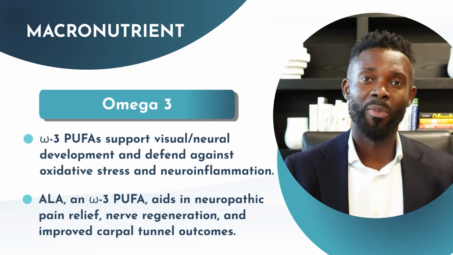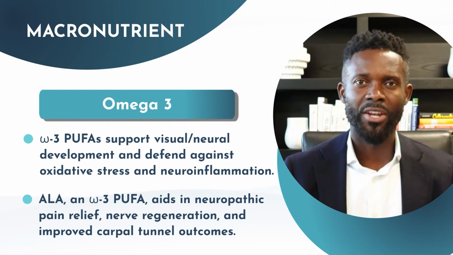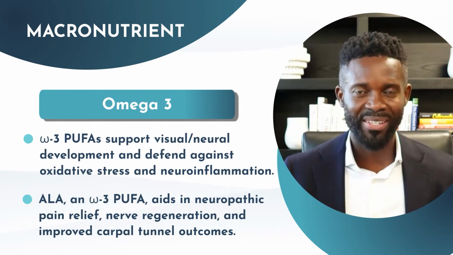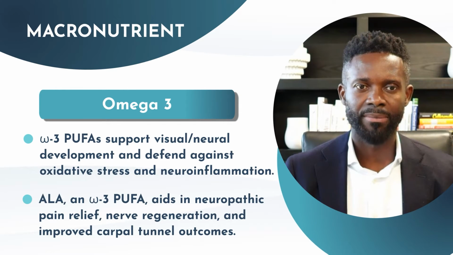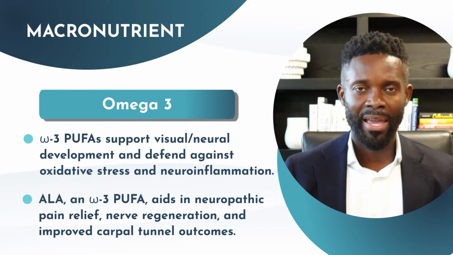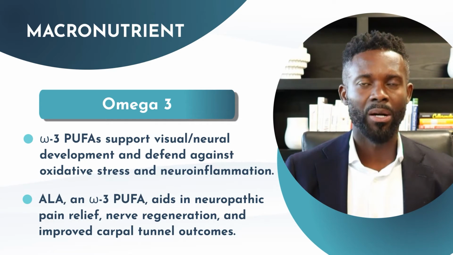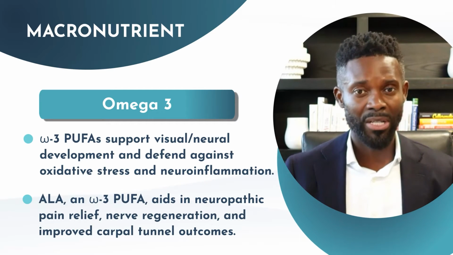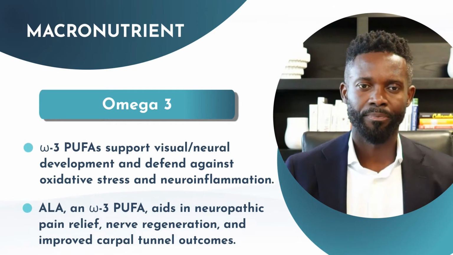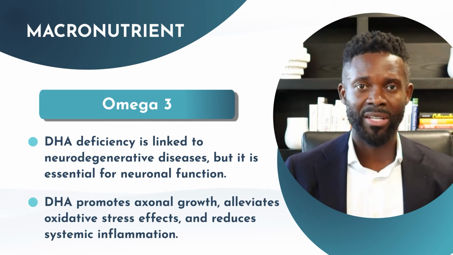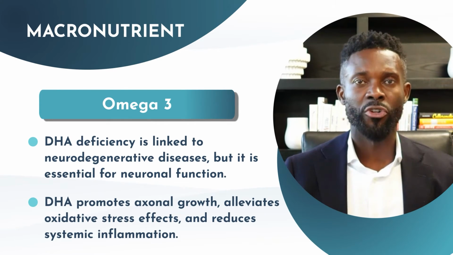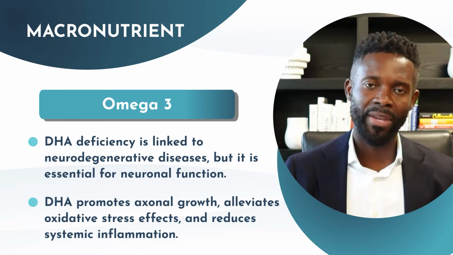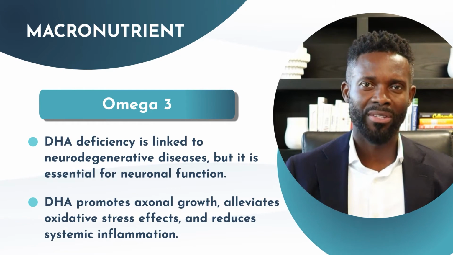So we know that omega-3 fatty acids support visual and neural development, and defend against oxidative stress as well as neuroinflammation. These are all processes that are involved in neuropathic pain development. ALA and omega-3s have been noted to help with neuropathic pain relief, nerve regeneration, and improve carpal tunnel outcomes in specific studies. Deficiencies in specific omega-3s, DHA specifically, have been linked to neurodegenerative disease. And we also know that DHA promotes axonal growth, which alleviates oxidative stress and reduces systemic inflammation.